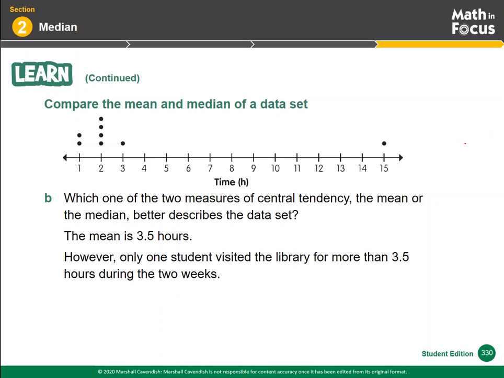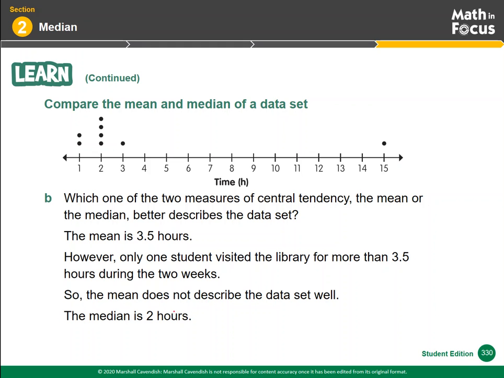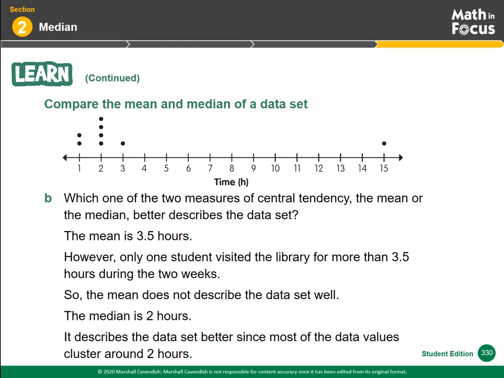Okay, so the mean is 3.5. However, only 1 student visited the library for more than 3.5 hours during the 2 weeks, right? And they visited way more than even 3.5 hours. Okay, so the mean does not describe the data set well. The median of 2 hours describes the data set better since most of the data values cluster around the 2 hours. Okay, so like I said, the median described that data set much better than the mean did because of this 15, which affected the average quite a bit.